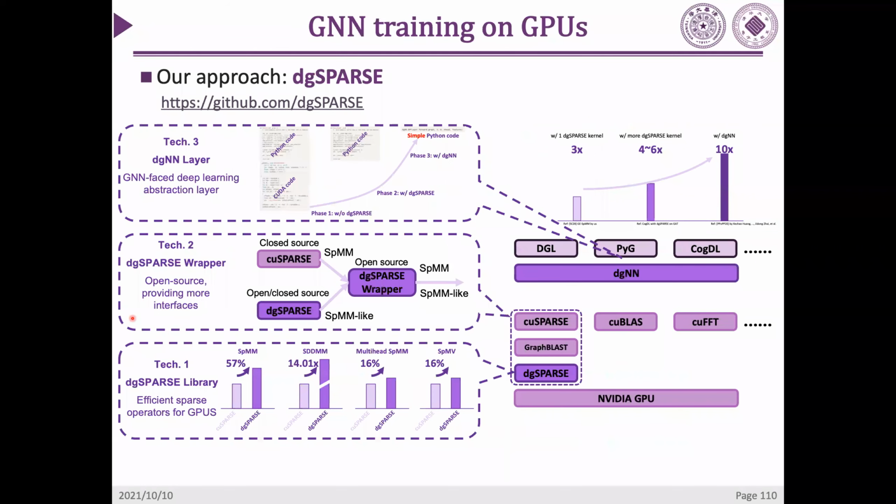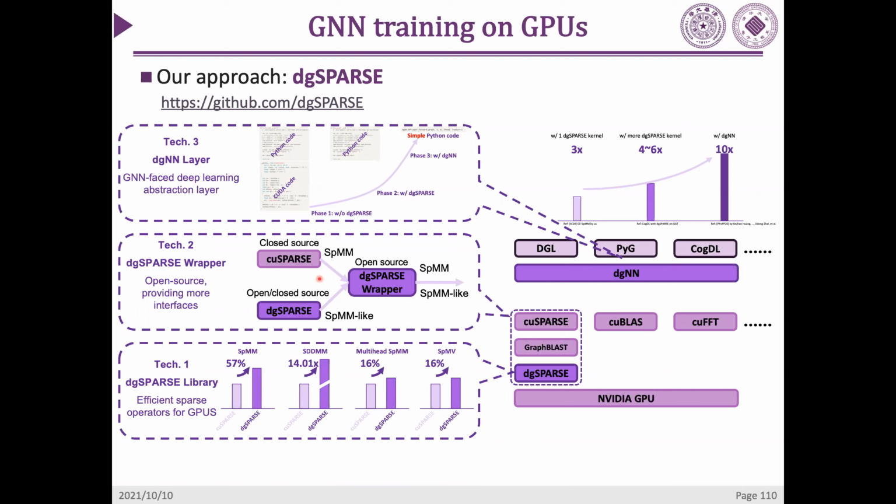So in our group, we propose DG sparse, and the DG sparse library improves by a very large portion compared with cuSparse. And this is at the operator level. So these very efficient sparse operators we designed are the first technology. Then we propose the DG sparse wrapper, which is open source and provides more interfaces, so we can include cuSparse.